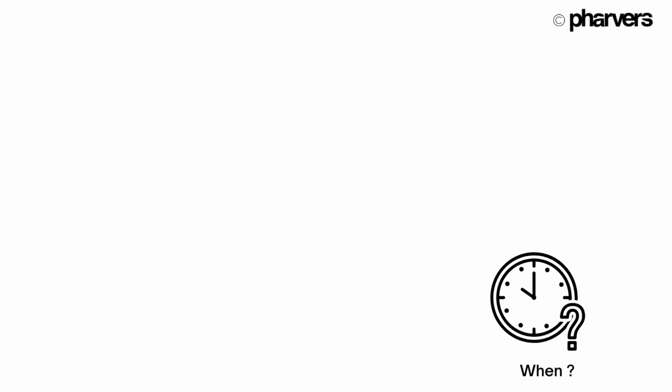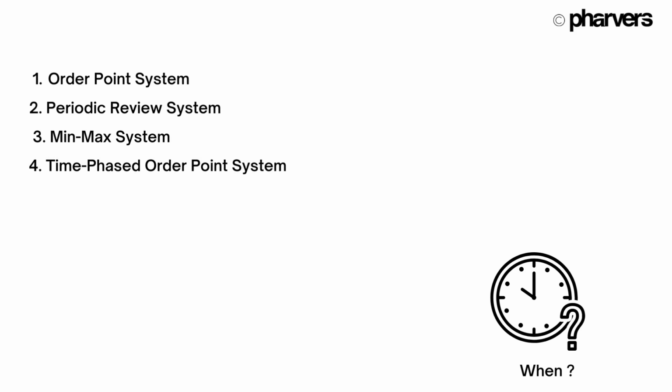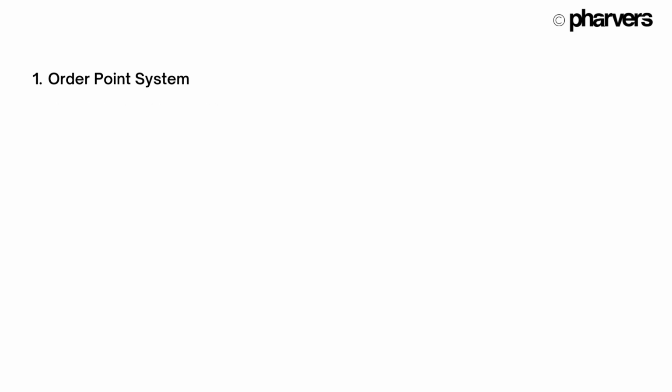for our medicines. In determining when to place an order, there are 4 key systems one can use. These include 1. Order point system, 2. Periodic review system, 3. Minimum maximum system, and as well, 4. Time-phased order point system. Let's start with the first one, order point system.